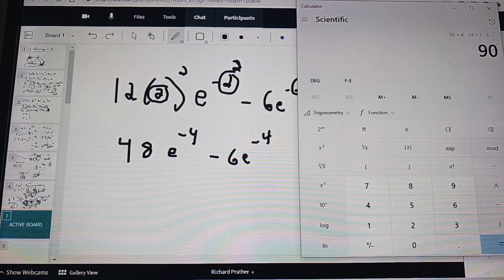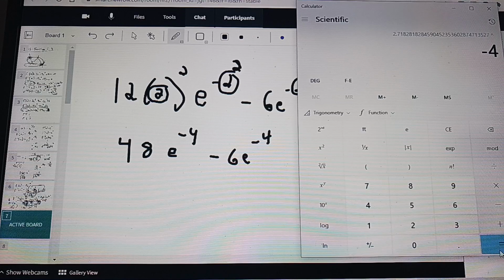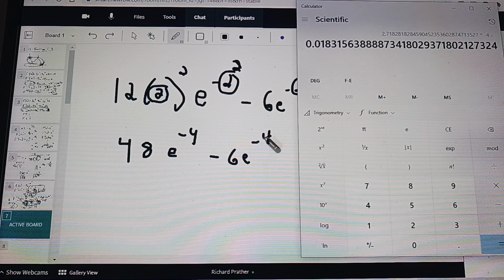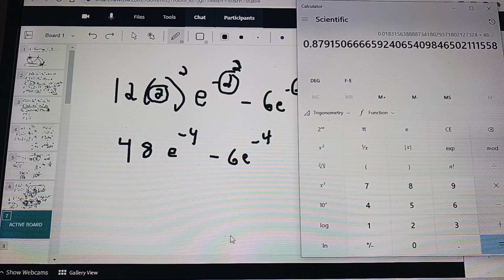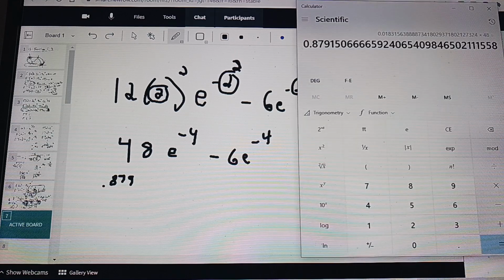So if you have a calculator that has e on it, like right here's e, 2.71828 and so on, I can raise that to the negative 4th power. So this big messy decimal, that's this and this. So I need to multiply it by 48. Okay, and then now I need to subtract another one. So I guess I'm going to write this down. If I did it in my graphing calculator, I could do it all at once.